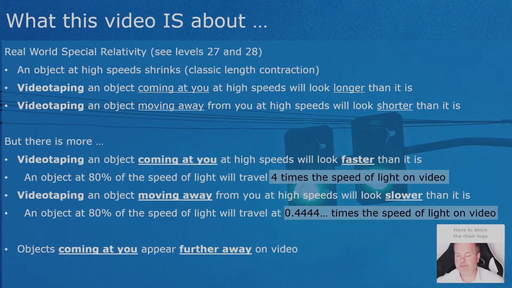There's even more. Objects coming at you will look further away on the video. And this makes sense, right? For stuff to film on your video, you need light bouncing off the object you're filming.